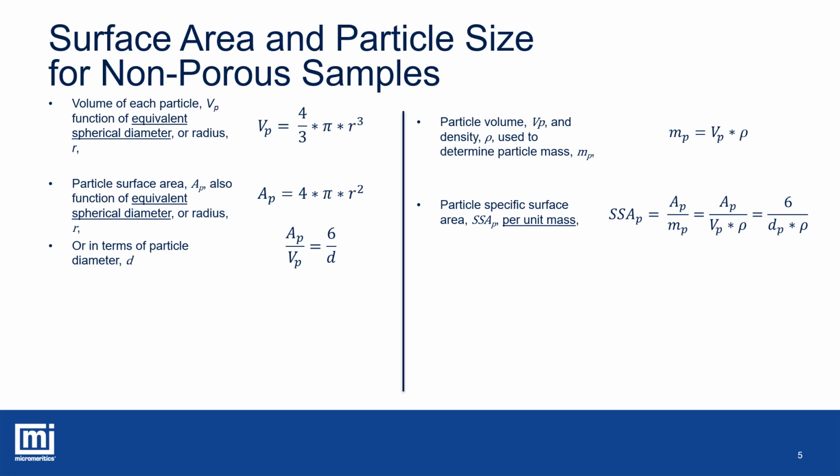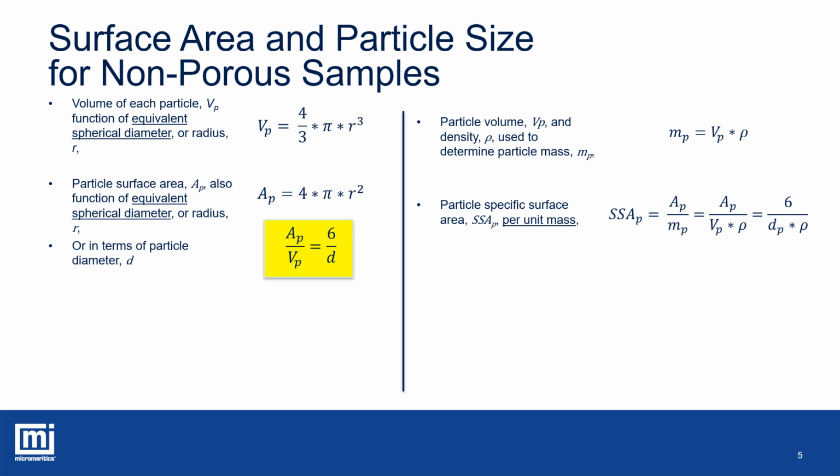Now keep in mind we're talking about non-porous materials. In this case, simple geometry is like a sphere. So again, for a sphere, we have this relationship as area divided by the volume is equal to 6 divided by the diameter of a sphere.